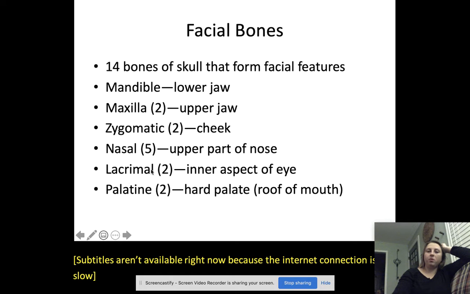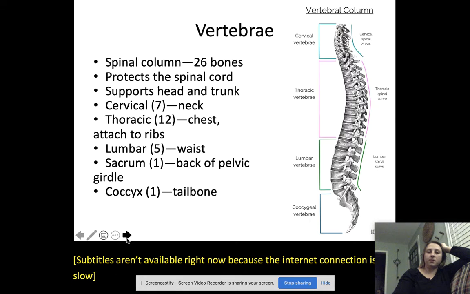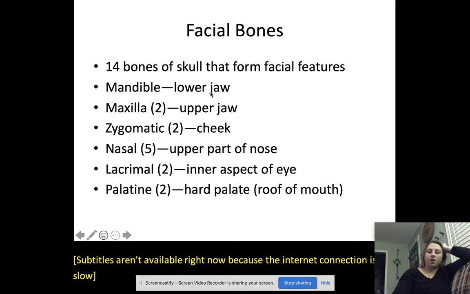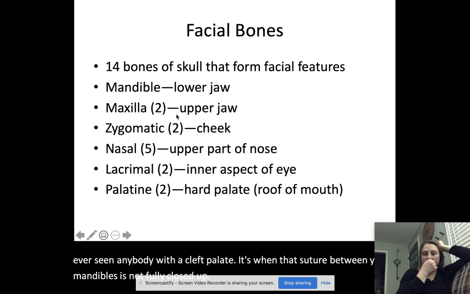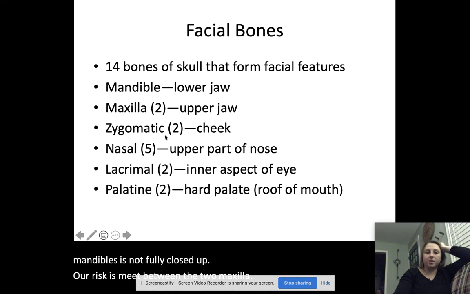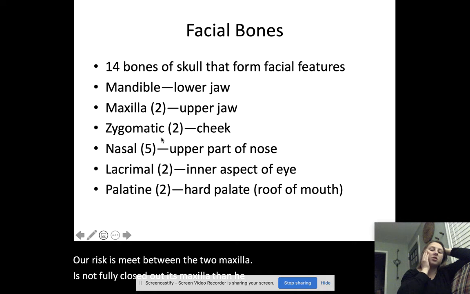So now we'll get into facial bones. So you have the mandible, which is your lower jaw. And maxilla, you have two of them, one on either side, okay? Like if you've ever seen anybody with a cleft palate, it's when that suture between the two maxilla is not fully closed up. That's maxilla. Then you have your zygomatic bone, which is like your zygomatic arch. So this is your cheekbone. Okay, that's your zygomatic arch.